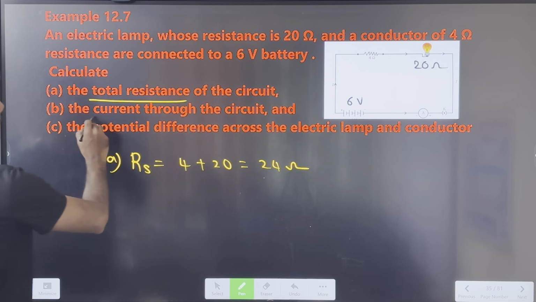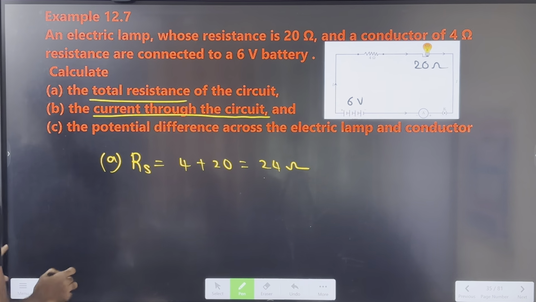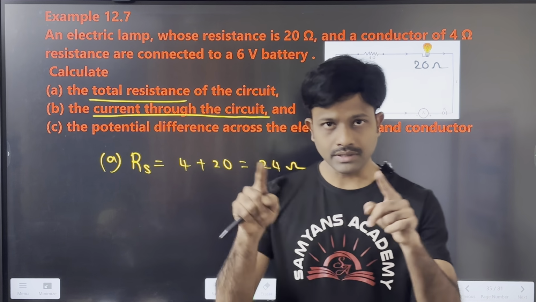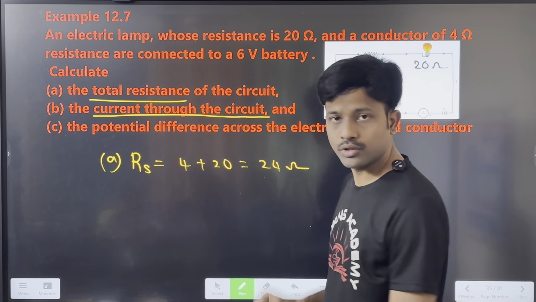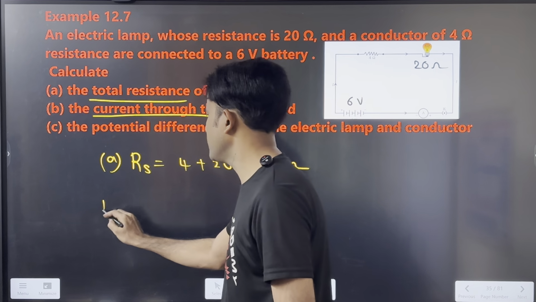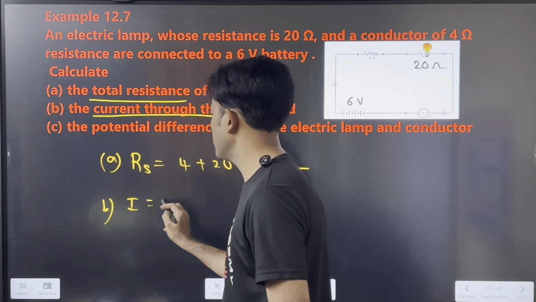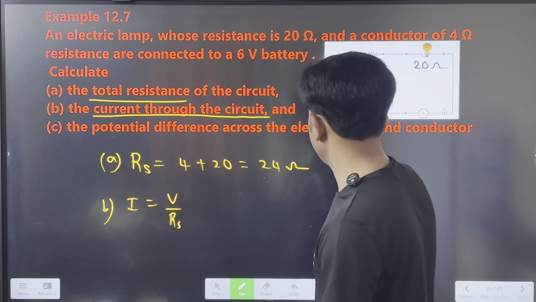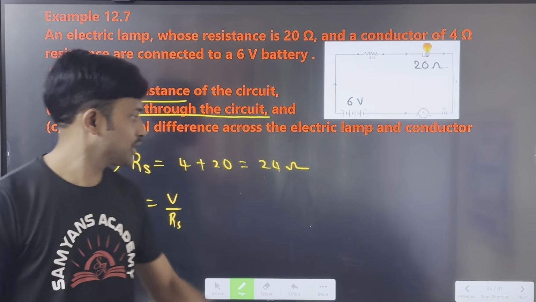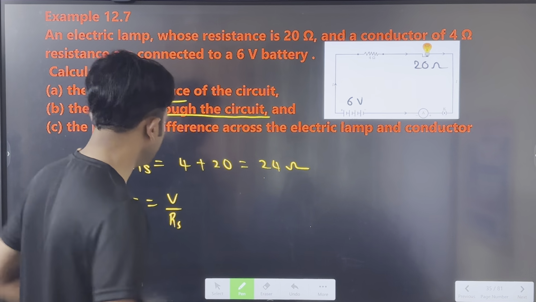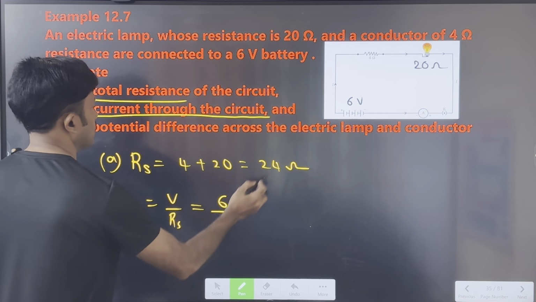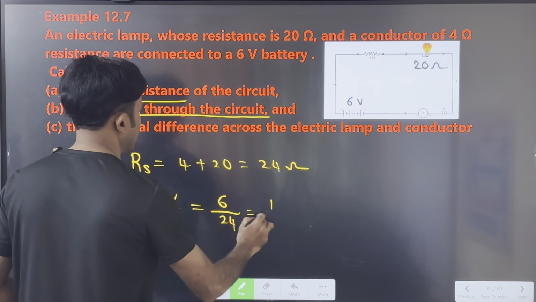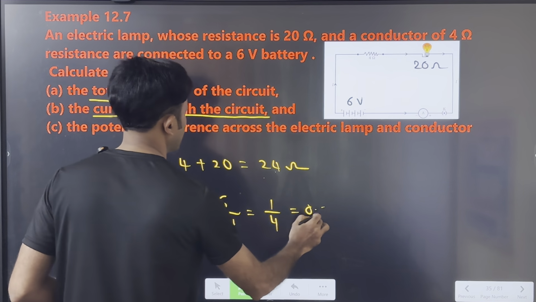Okay, and the current through the circuit is how much? How do you find the current? You know the total resistance value, and this is connected with which battery? 6 volt battery. Then how do you find the current value? We have a formula, I equal to V by total resistance, Rs. And what is the battery source? We connected a 6 volt battery. Battery source is 6 volt. And what is the total resistance? 24. 6 by 24 is how much? That is 1 by 4, which is equal to how much?